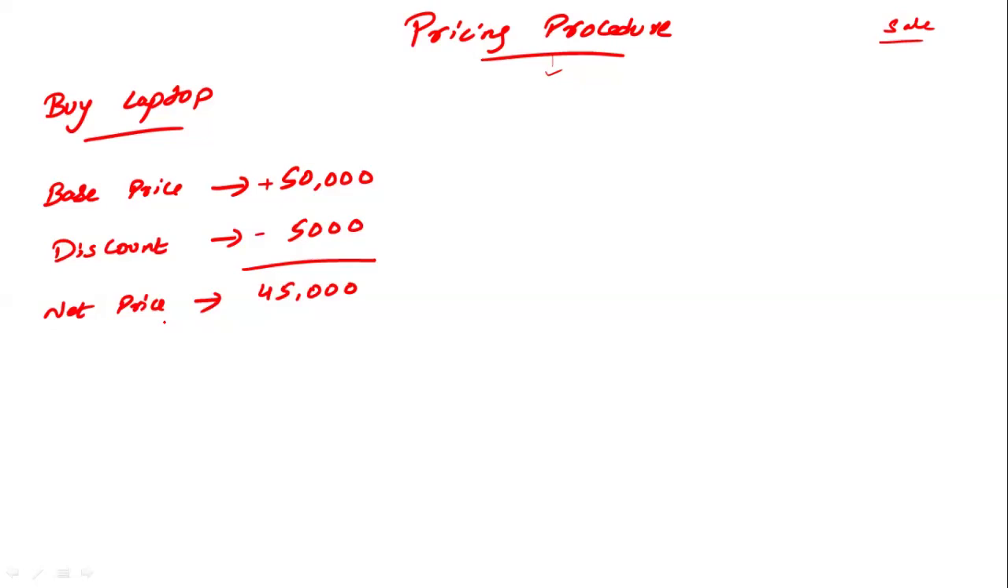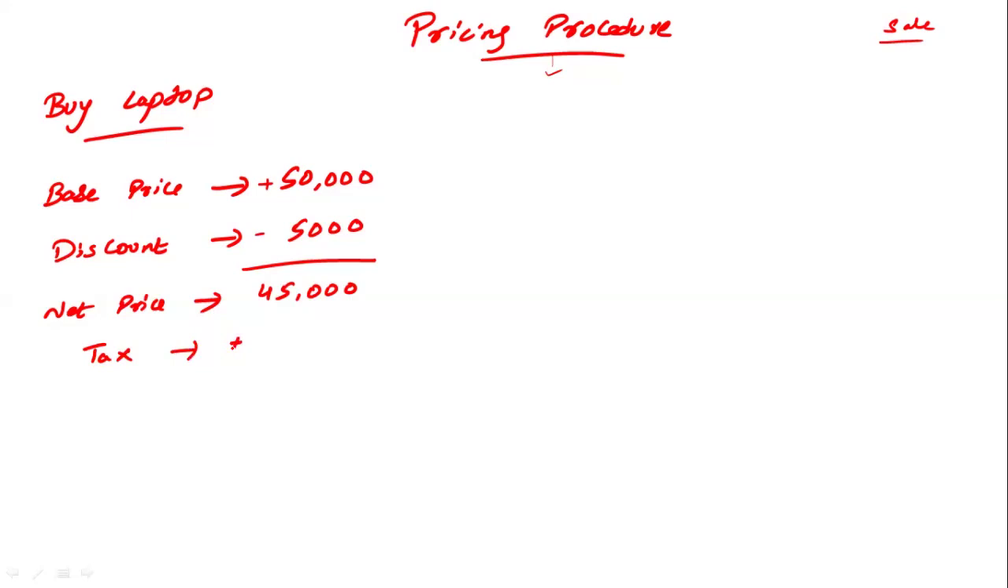So apart from this base price, we also have a discount, which is getting subtracted. After he gives a discount, now you ask him to pack the laptop. When he's packing the laptop, he creates an invoice. In the invoice, he will add the GST or the tax. Now the tax component is getting added, plus.